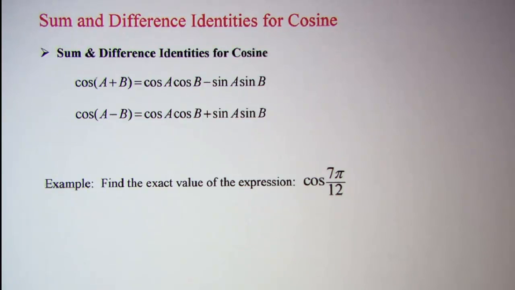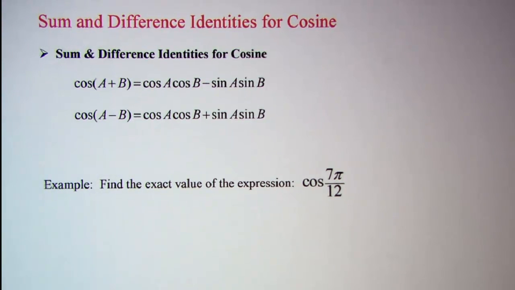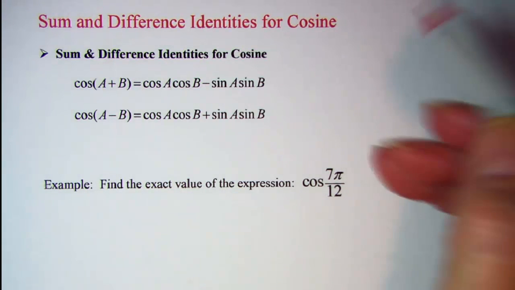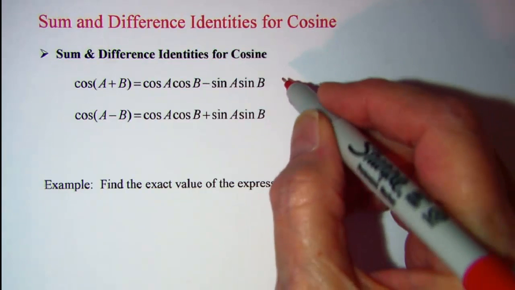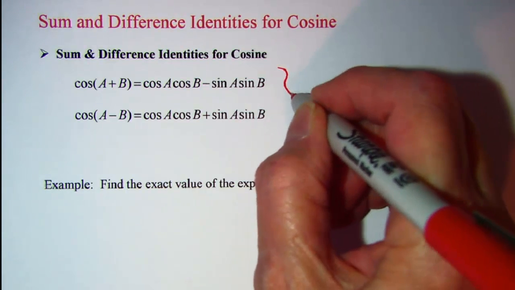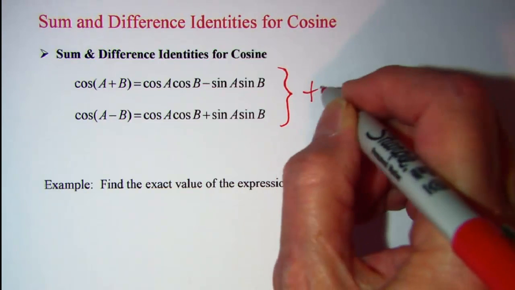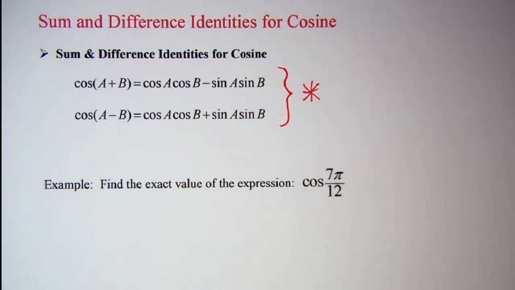In this video, we'll be working a problem that requires the use of the sum and difference identities for cosine. If you've not already done so, press pause to copy these identities into your notes. When you're ready to continue, press play.